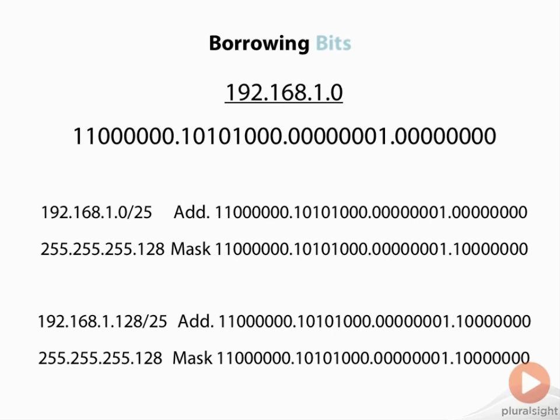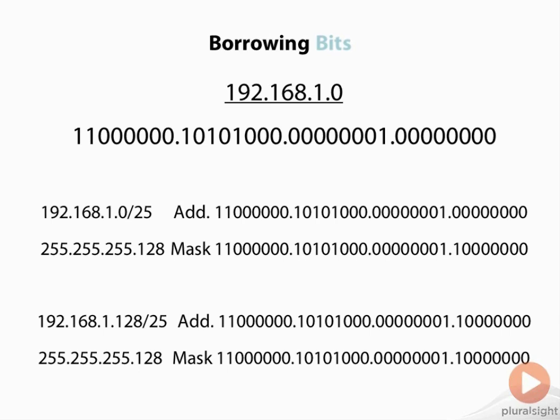A standard Class C address is going to be notated as a /24 because 24 bits are used as the network portion and the remaining 8 bits are used as the host portion. So when we borrow a bit from the host portion to increase our number of networks, the number increases to /25 because we added another bit to the network address from the host portion.